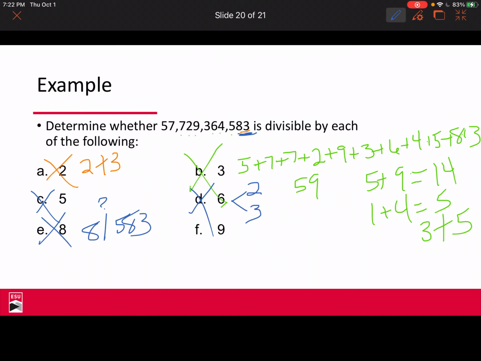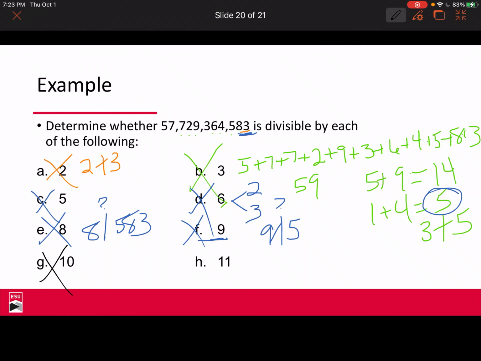So, divisible by 9. If it's not divisible by 3, can it be divisible by 9? Well, we already had its sum. 1 plus 4 was 5. Does 9 divide 5? No. It's not divisible by 9. 10, is the last digit 0? No, it's not. And now 11.